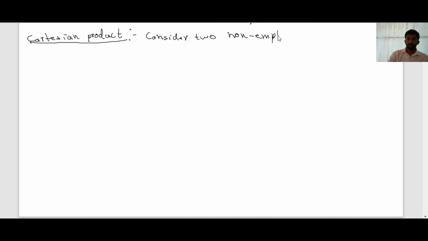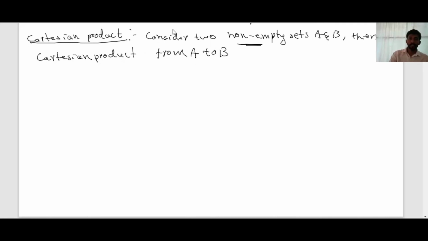To define relation, we need one concept, that is Cartesian product. Consider two non-empty sets A and B. Hoping that you are clear with the meaning of non-empty set. Non-empty means there exists at least one element. Then Cartesian product from A to B.